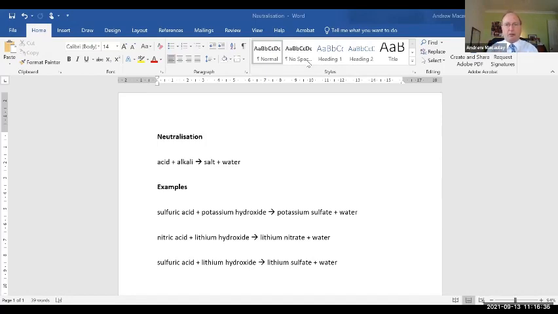So here are some examples on the screen that I'm sharing. You can see 3 examples here. One is sulfuric acid. Now, we tend to only use sulfuric acid in a science laboratory because it is strong. If you added potassium hydroxide to that, remember all the hydroxides are bases or alkali, then you end up with a salt. And in this case, it's potassium sulfate plus water.